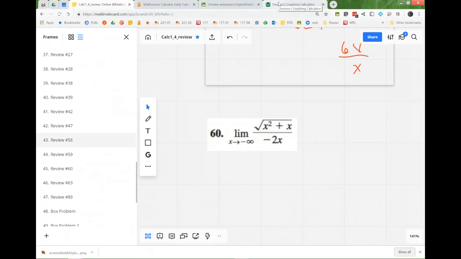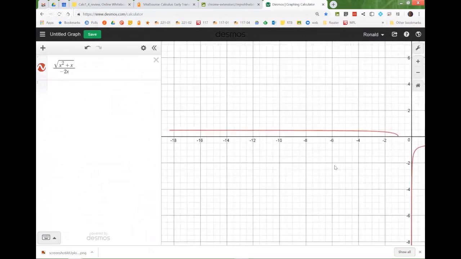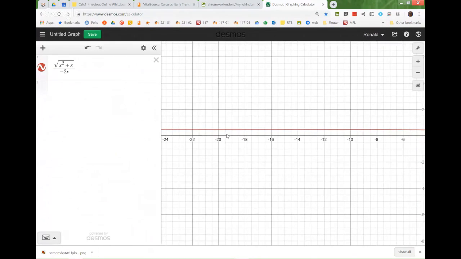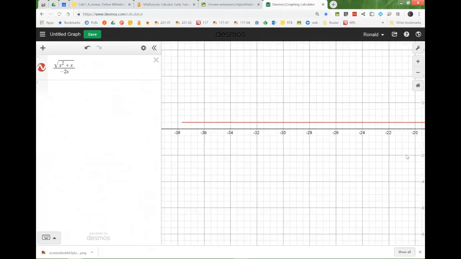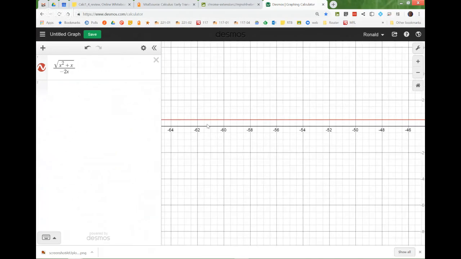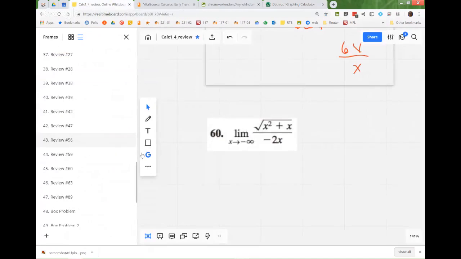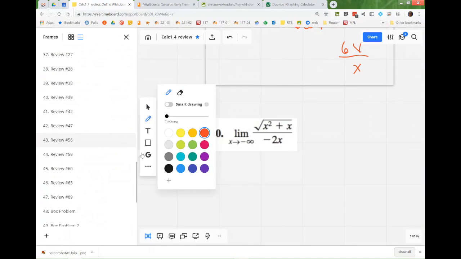And if you look at Desmos, as you approach negative infinity, well, I can't go out to negative infinity, but you can see how we're getting closer to 1/2, 0.487. And no matter how far out you go, getting closer and closer to 1/2. So that makes sense.